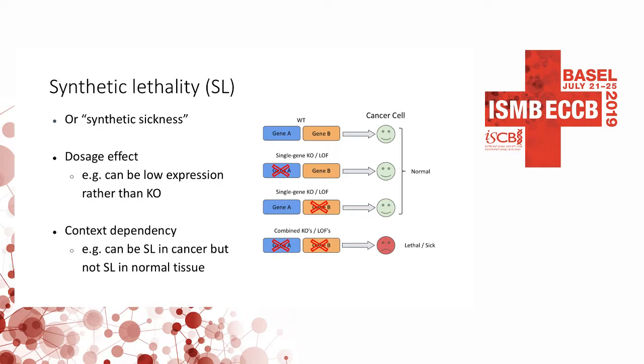There can be a dosage effect too, in the sense that the 2 genes do not have to be completely lost. It can be low expression, for example, rather than a complete knockout. Synthetic lethal pairs are known to be context dependent. They could be lethal in cancer, but not in normal tissue, for example.